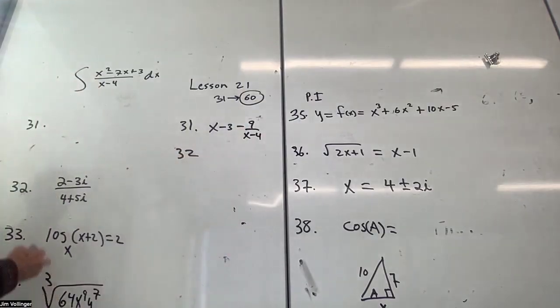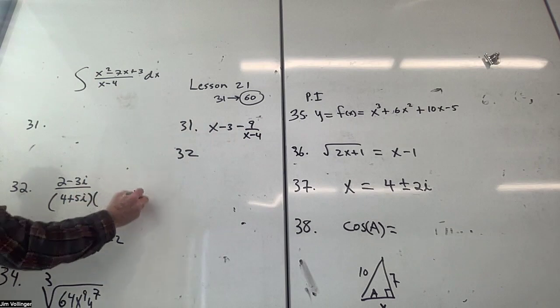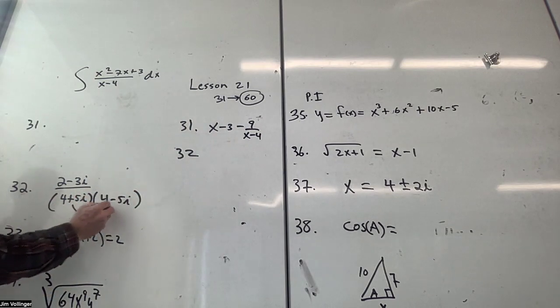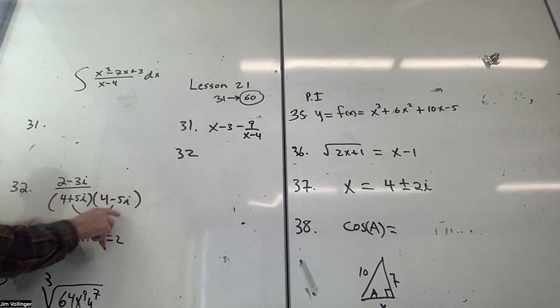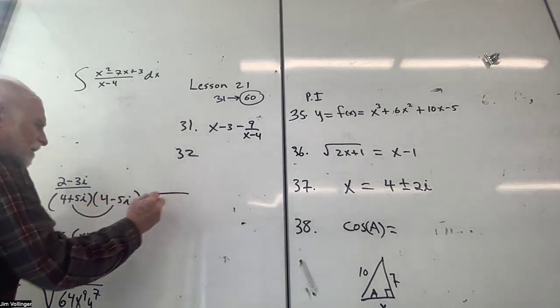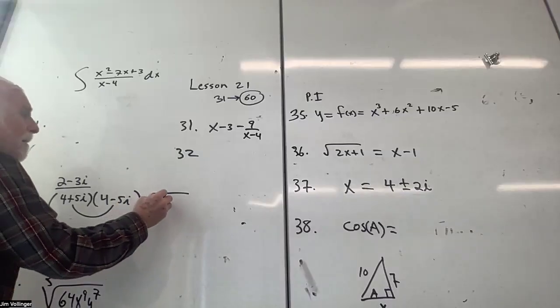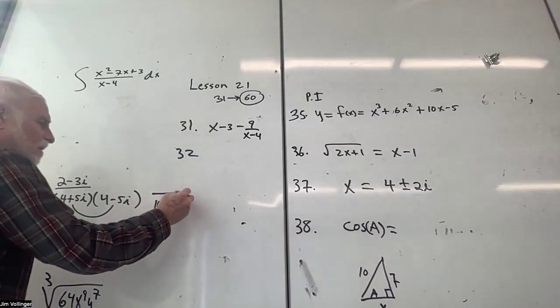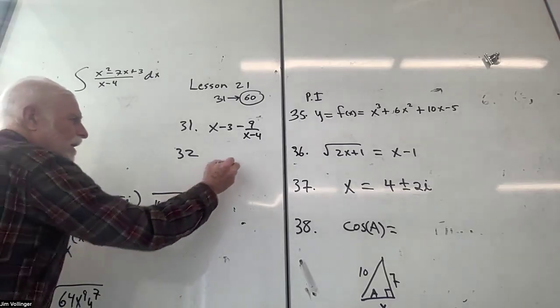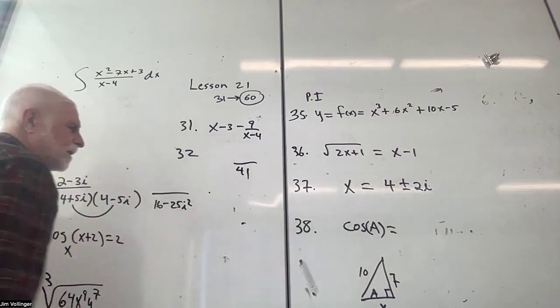So 32, 4 plus 5i, 4 minus 5i. We're always going to get a negative i squared. And a negative i squared is going to become a positive 1 times the coefficient, right? It's going to change the sign of the coefficient. So the denominator right now is going to be 16 minus 25i squared. And obviously that becomes positive 25. So we're going to end up with 41 in the denominator.